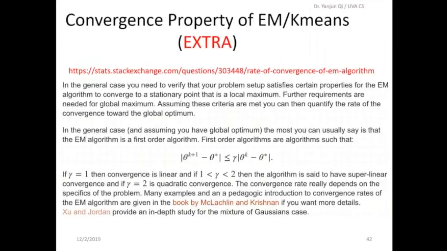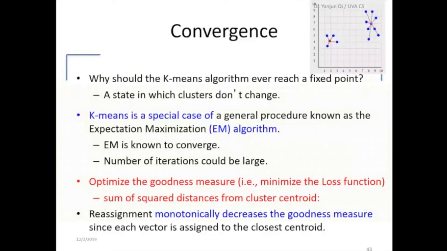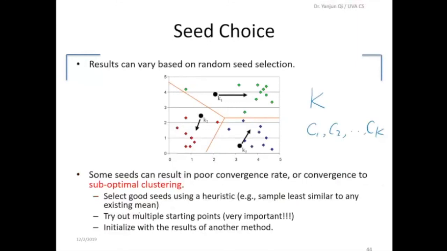Okay, so this is actually about convergence. I'm going to skip it. Feel free to read why. It optimizes a goodness measure, so you can actually prove it monotonically decreases that goodness measure. So feel free to read the previous proofs.